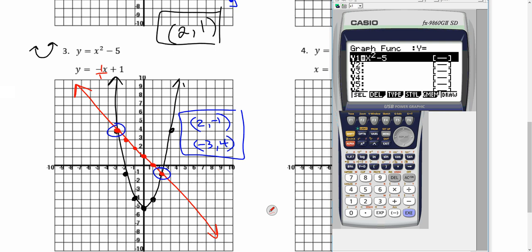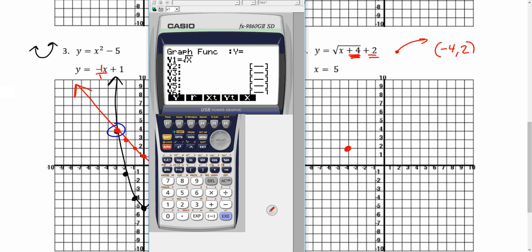So I'm going to change this from x squared from the last equation. I'm going to turn it into square root. Square root is shift x squared. X, what was it? Plus, the problem said -1? Well, no, when you type it in the calculator, it needs to be the original problem. So it's going to be x plus 4. And then at the end, it's going to say plus 2.